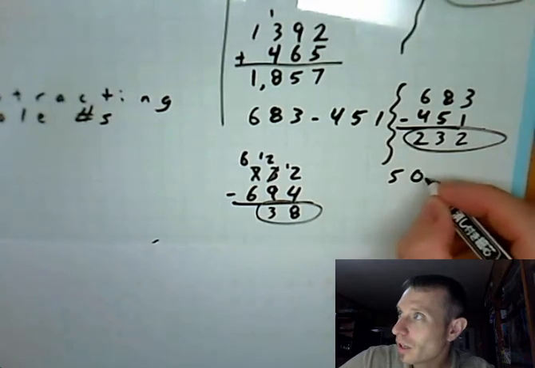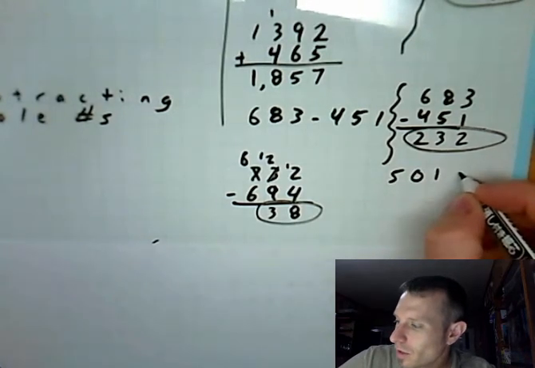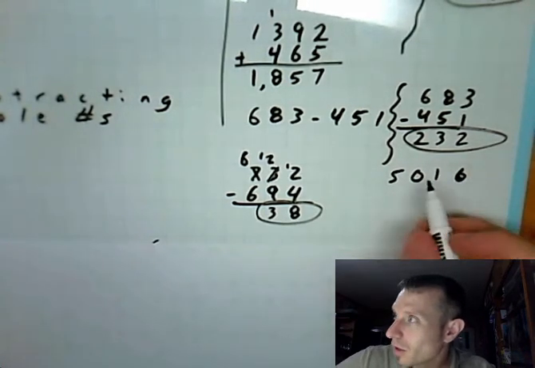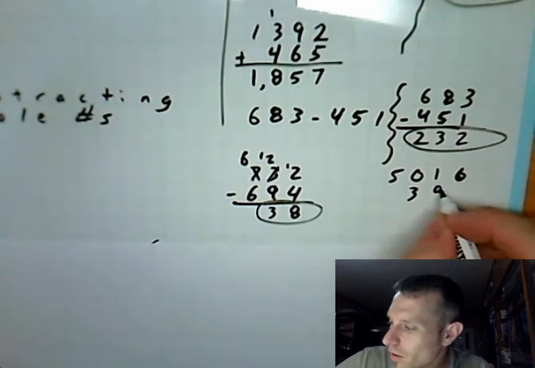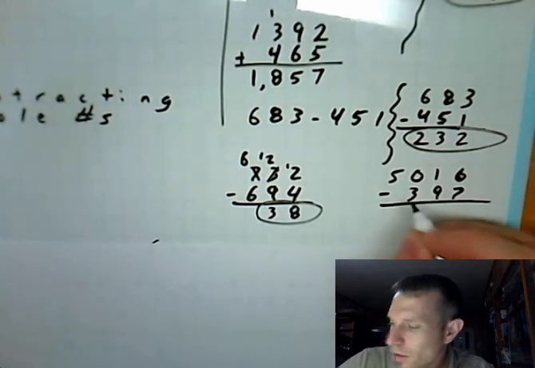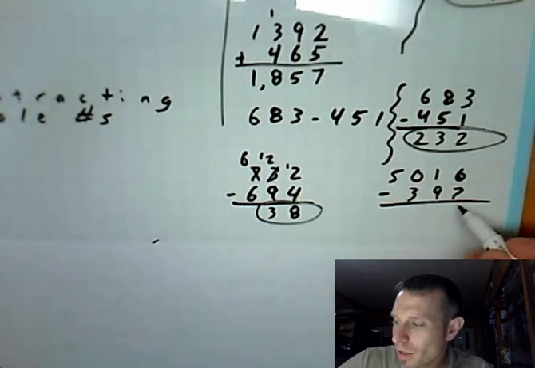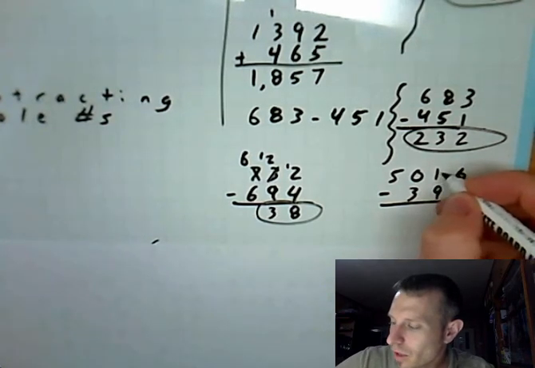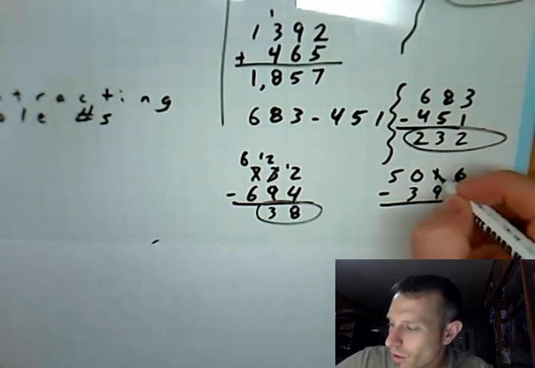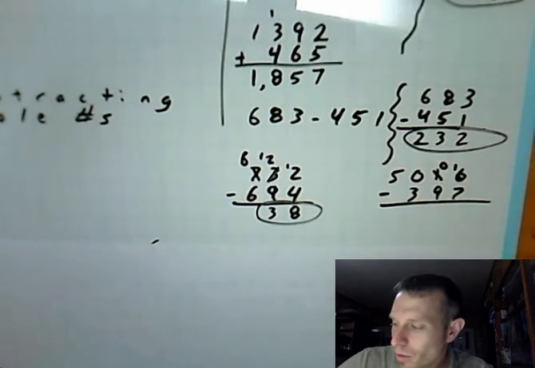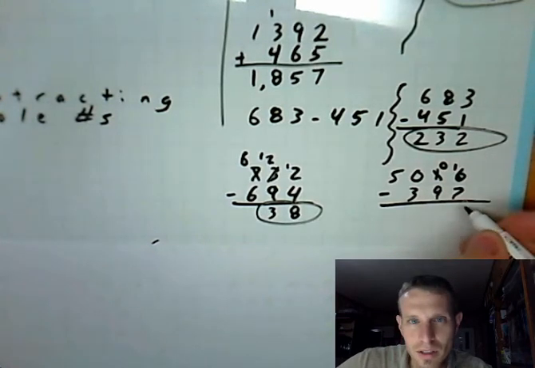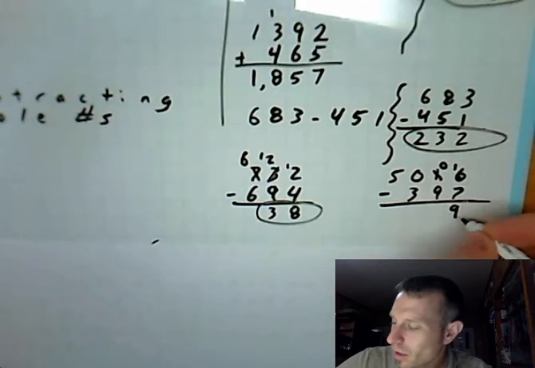And let's do one last one. 5,016 minus 397. So we have 6 minus 7. We will have to borrow. Now in this case, we have a 1 here, so we're going to hold the place with a 0 and put the 1 here. So we have 16 minus 7 is 9.